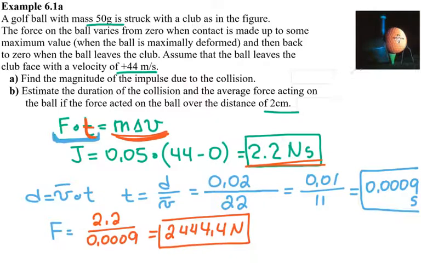So this is the force that was applied on the club to change its velocity, or by Newton's third law, the club applies exactly the same force as the ball applies on the club. So this is the force that the ball applied on the club, and the club applied on the ball and changed the momentum of the ball.